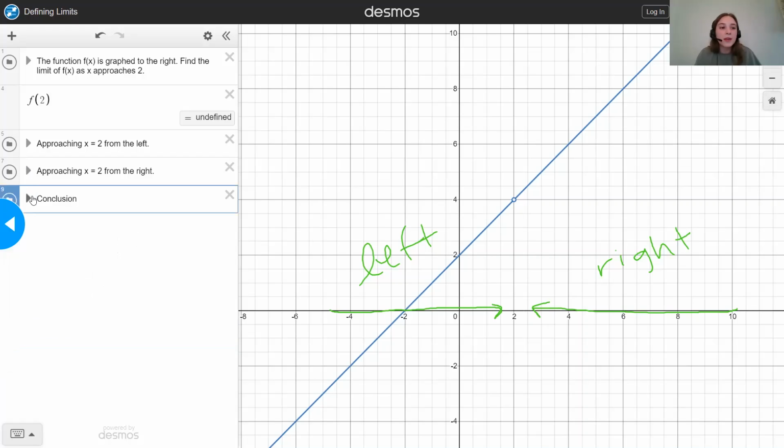So the conclusion that we can make is that the limit of f of x as x approaches 2 is equal to 4.